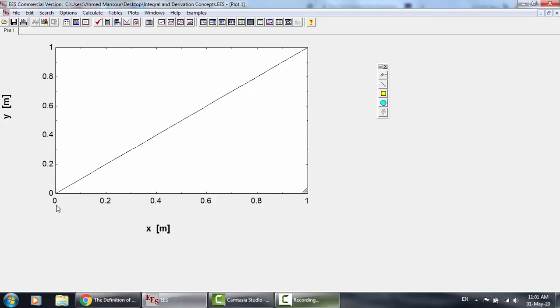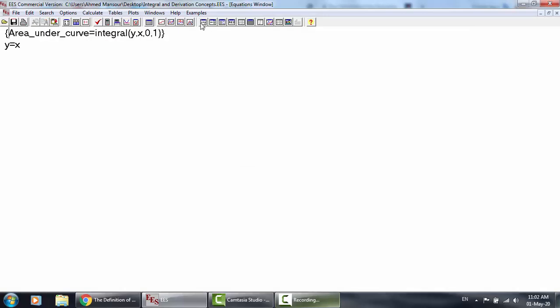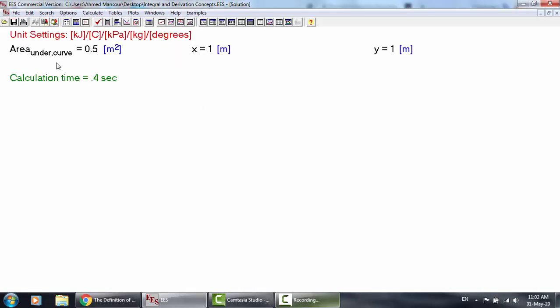It will be half multiplied by 1 meter multiplied by 1 meter. So half multiplied by 1 and 1 will give you half. Okay, exactly like what we have just seen. It matches the area under the curve given by the integral.